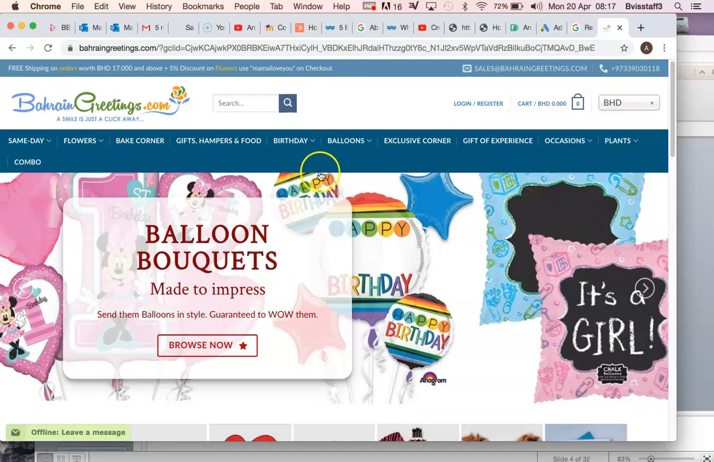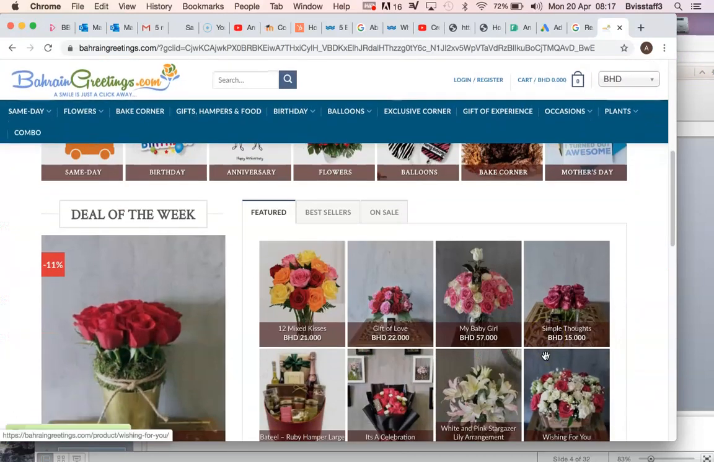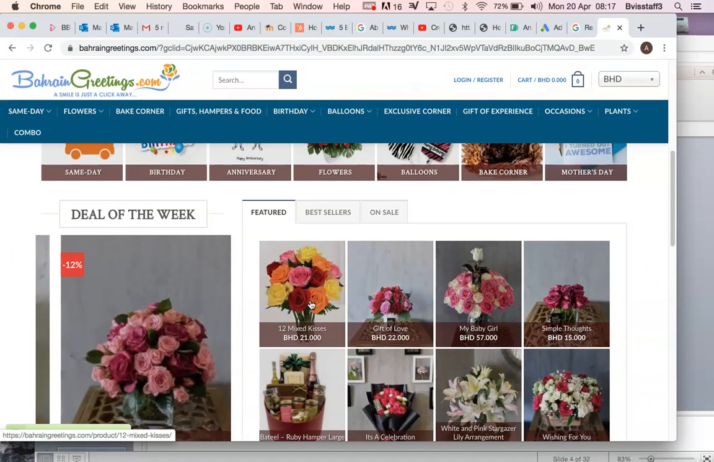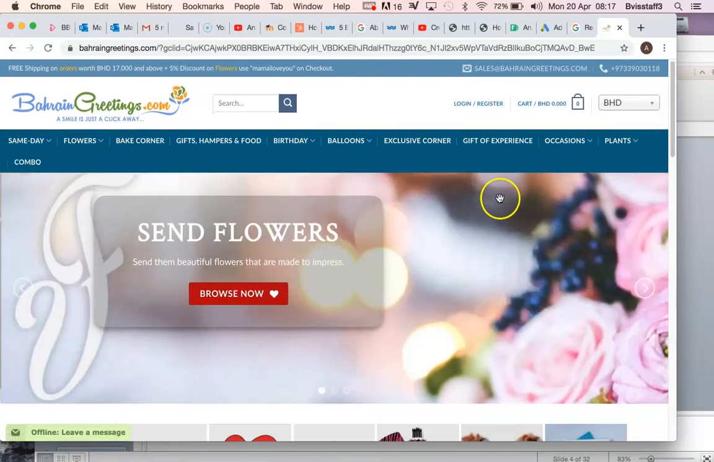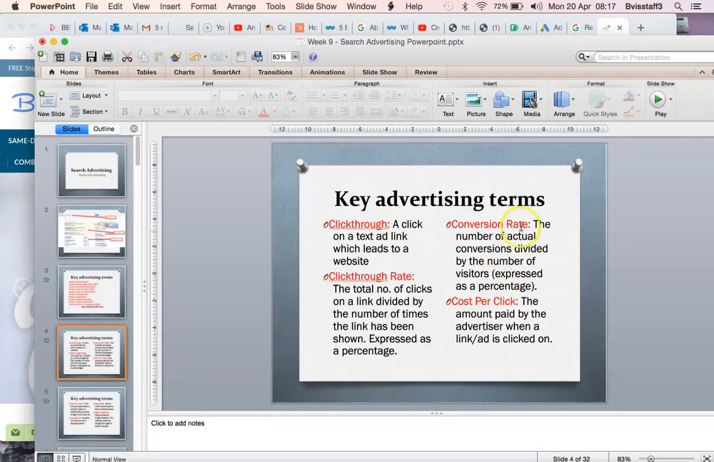So if I just pick anything there, and I buy the product, 21 BD for 12 mixed kisses. There you go. If I bought those flowers, then I am considered to be converted. I have been converted to a customer where I have bought the flowers. So when we say conversion or conversion rate, it is the number of actual conversions divided by the number of visitors.